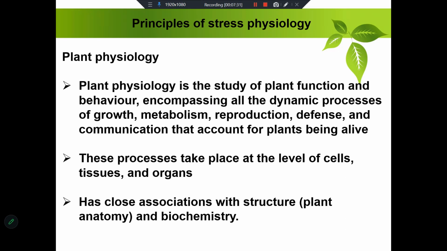Okay, so when we talk about plant physiological processes, we can study them at different levels. For example, if you think about respiration, we can say the whole plant is respiring. Or we can talk about the photosynthesis of a particular species. And also we can talk about the photosynthetic process of a certain tissue.